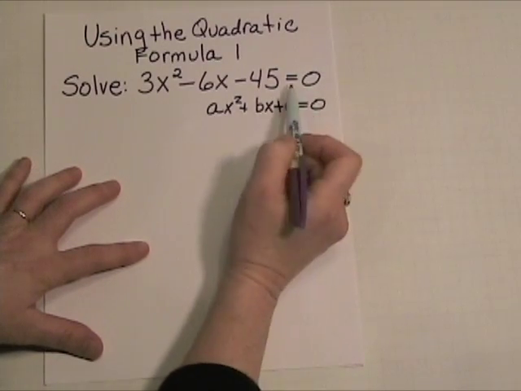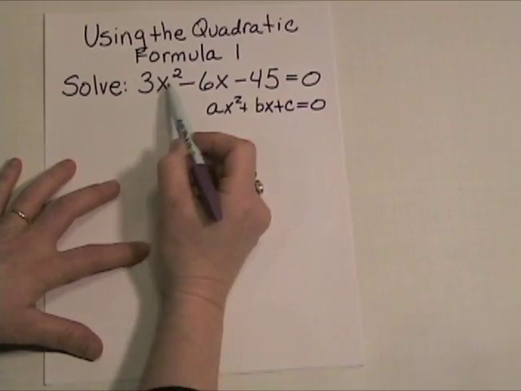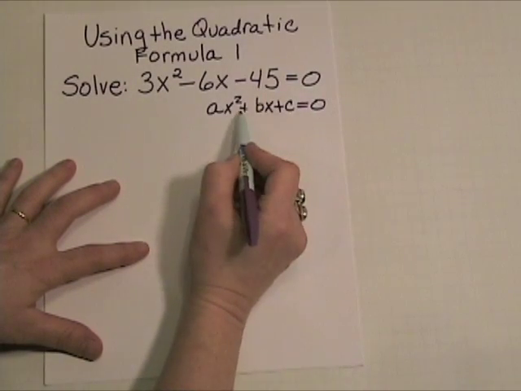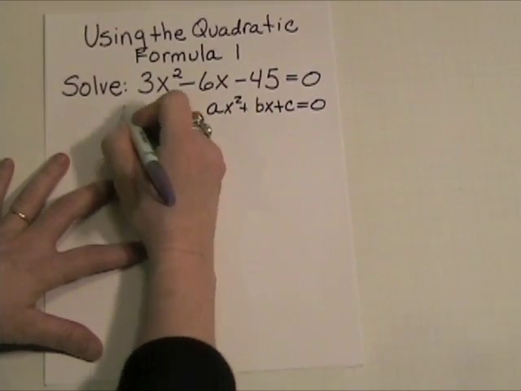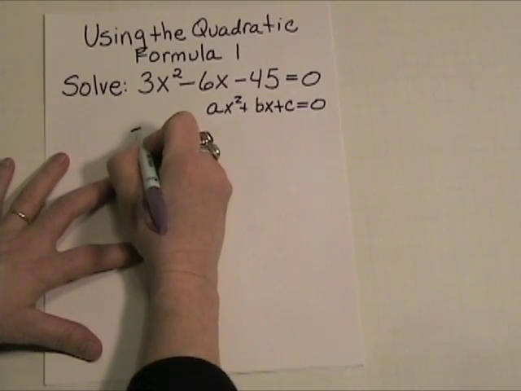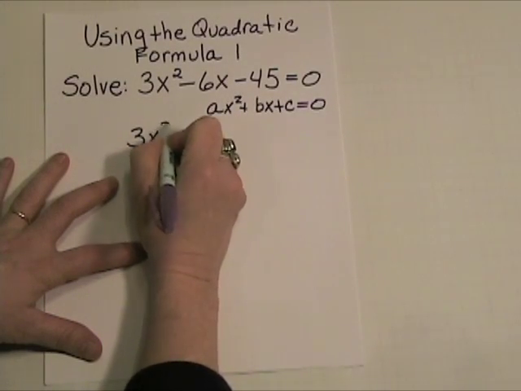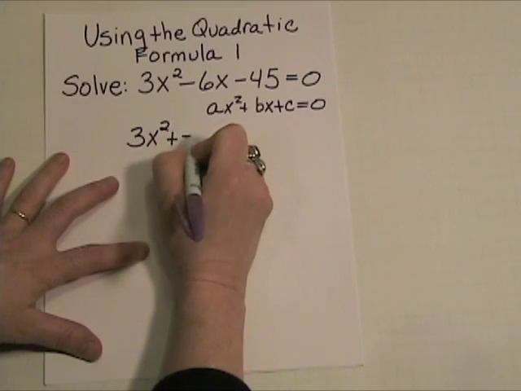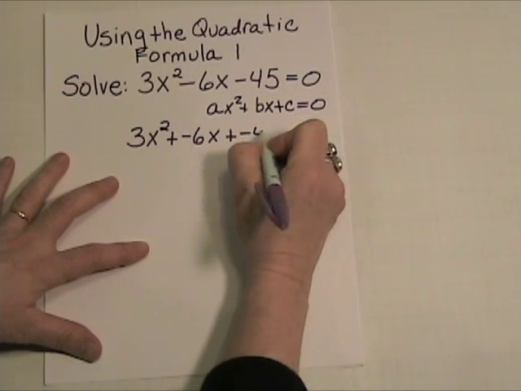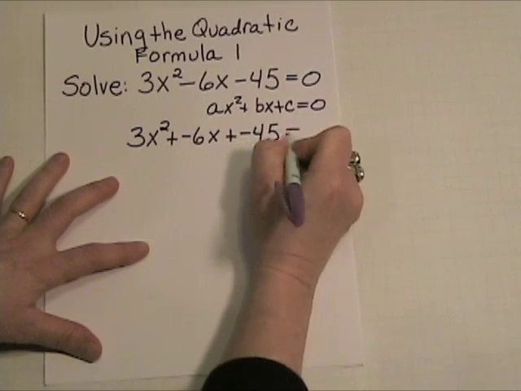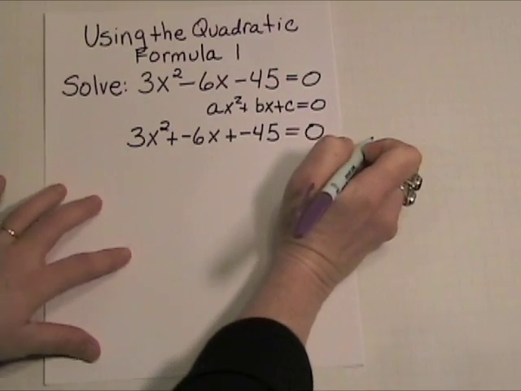Now, we're almost there. We have it equal to 0, and we do have the three parts. However, they're not written as addition. So I'm going to take a moment and rewrite this as addition of the opposite. So I'll get 3x squared plus a negative 6x plus a negative 45 is equal to 0.